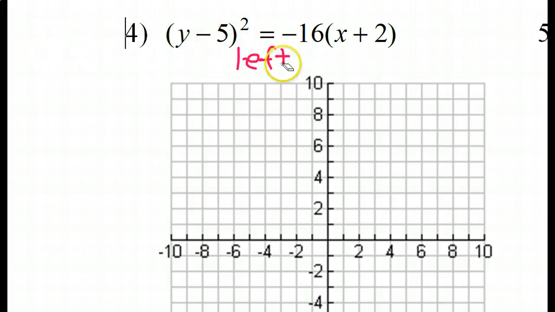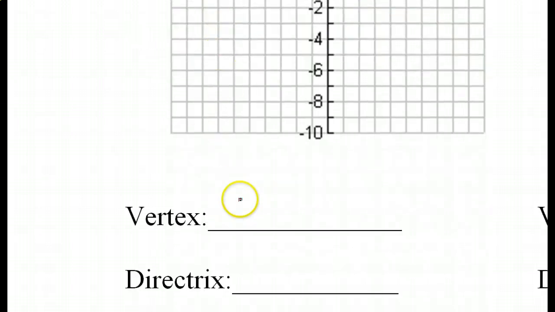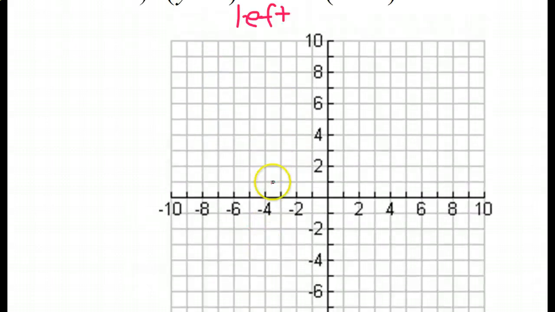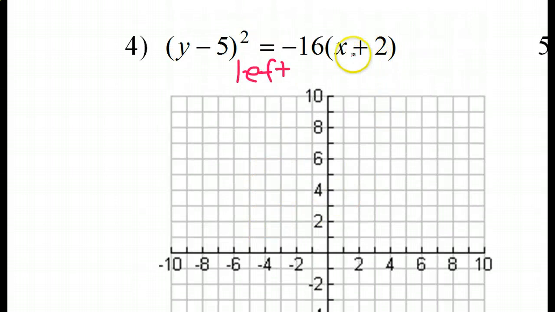Now, the vertex. So I'll leave it like this. The vertex, now make sure you put this in the correct order. Even though the y is over here on the left, the x coordinate still comes from the x. So it's going to be -2, comma 5, not the other way around. -2, comma 5 for my vertex. All right, and let's go ahead and plot that. It was the opposite of this and opposite of that. So -2, comma 5 is right here.